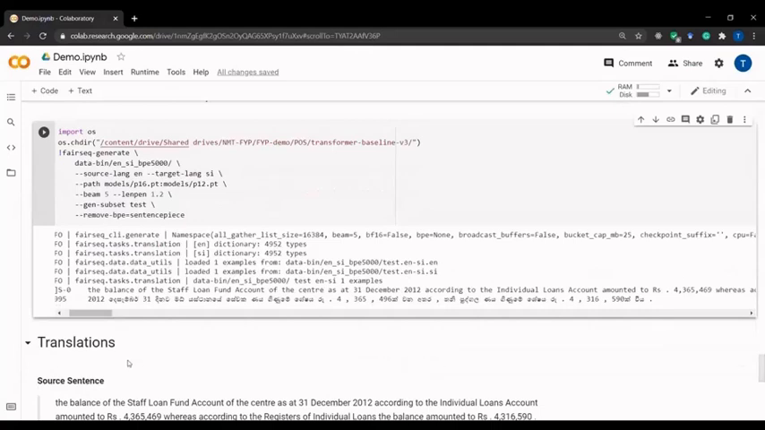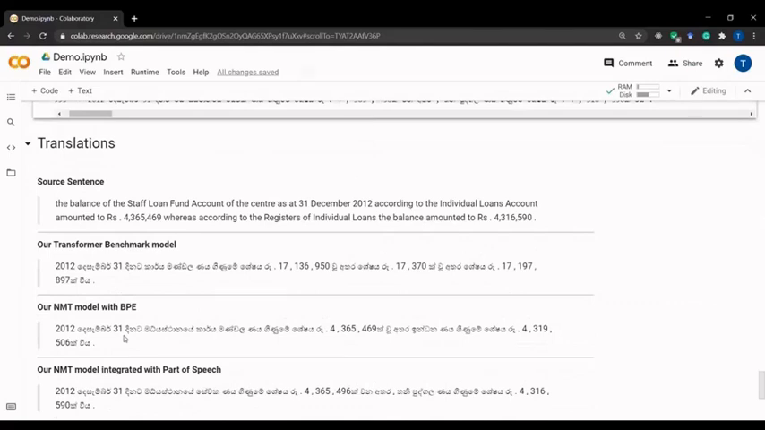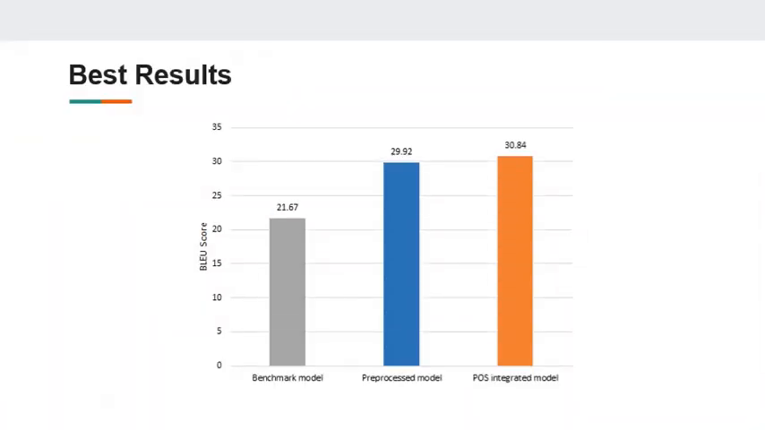Here, we have listed out all 3 translations we obtained above. We can see that the byte pair encoded model generated a very accurate translation compared to our benchmark model. And the part-of-speech model has generated a better translation compared to the byte pair encoded model. All the models were evaluated using the BLEU metric. This graph illustrates the summary of best results obtained for various models in our research.